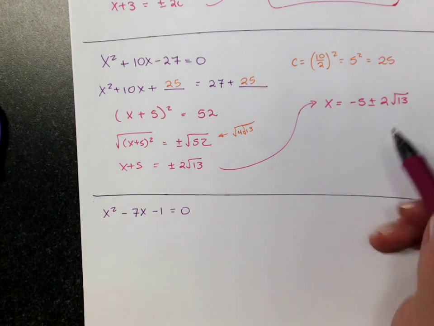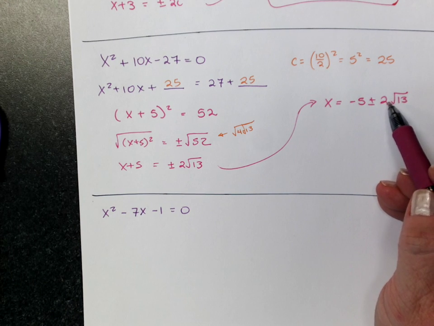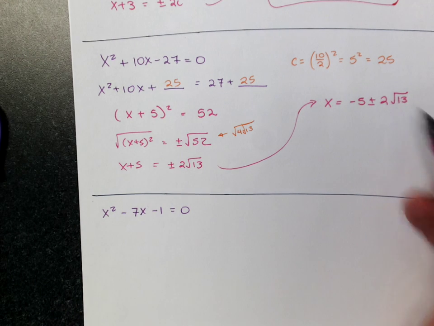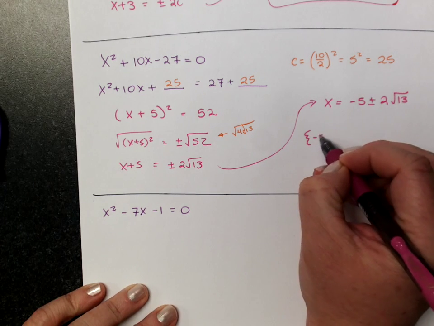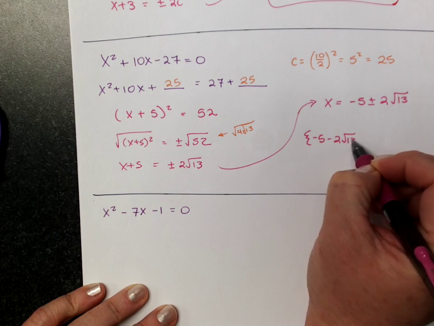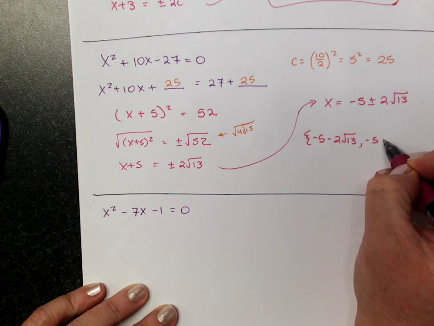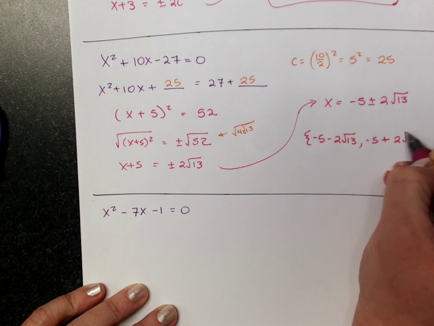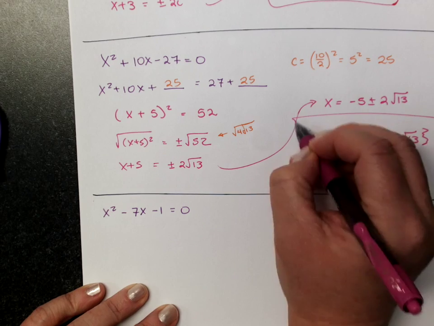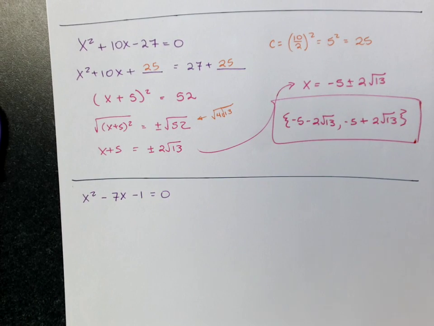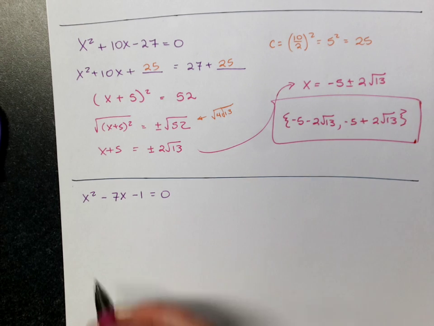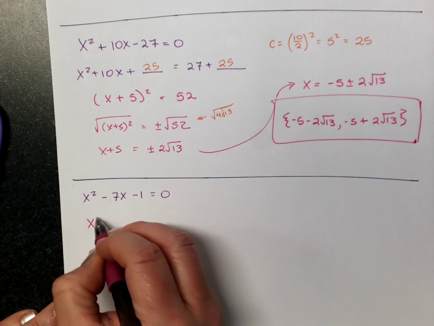So this is real solutions. There's no i, but it's real and irrational because it still has a radical. Any questions or problems with that? Okay. So let's work through the fraction one.